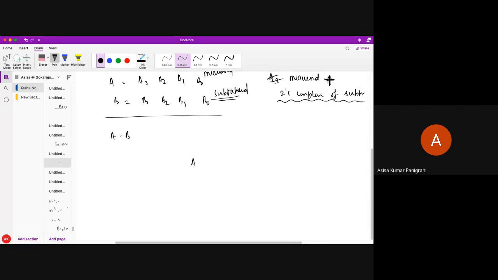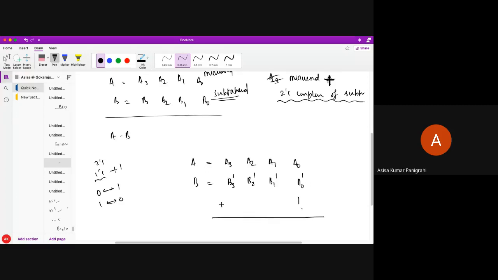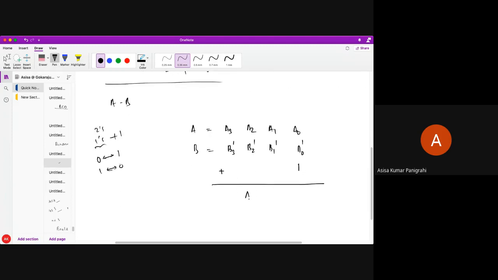Let's say I have taken A as A3, A2, A1, A0, and B. What am I going to do? I just have to perform B3 bar, B2 bar, B1 bar, B0 bar. So what is 2s complement? 1s complement plus 1. What is 1s complement? I just have to interchange 0 with 1, and 1 with 0. So I am just going to do this complement operation. Next I am going to add 1. Then I have to add all these to get A minus B. Students, am I correct or not?